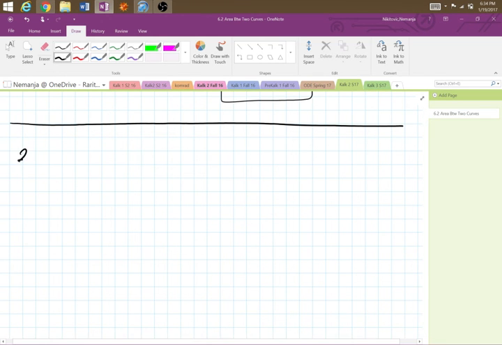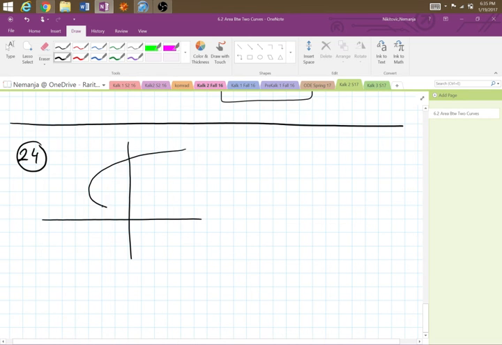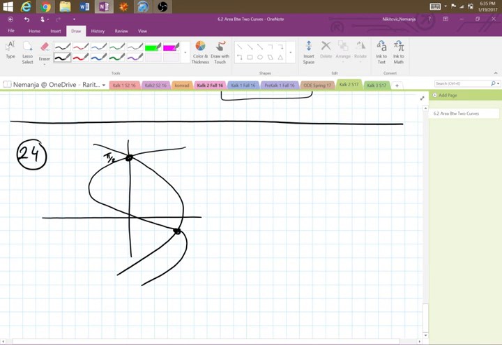Problem 24. What page? I never said the page. 417. So this problem is a little bit easy because they give you one intersection point. You know it's pi over 2.